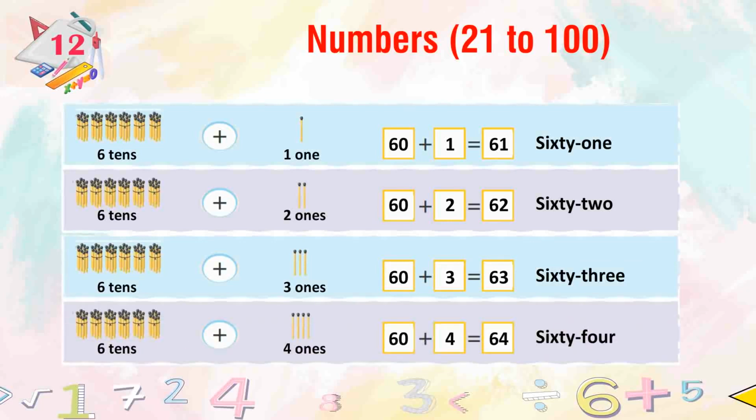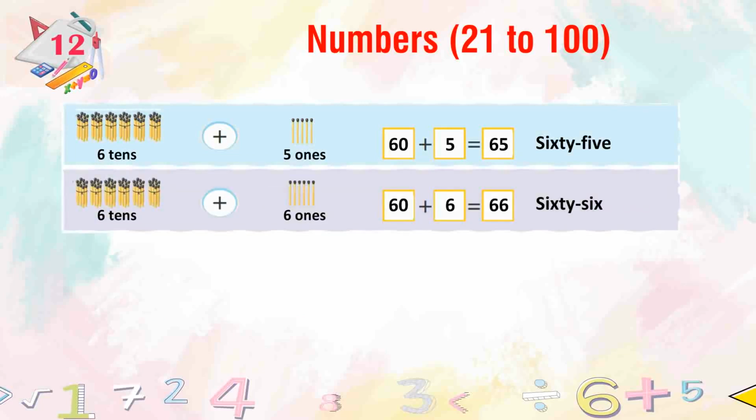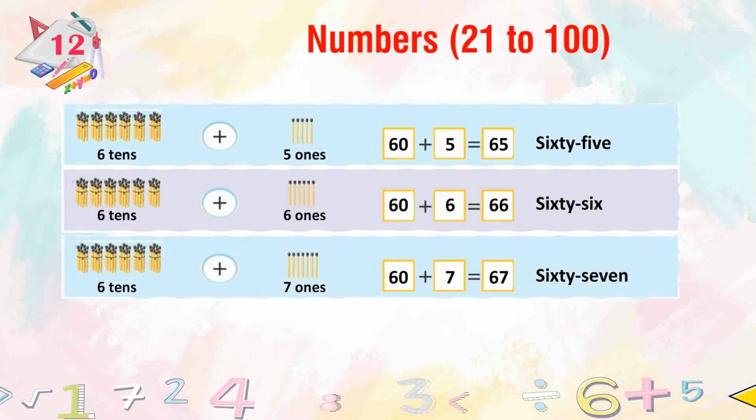6 tens plus 4 ones, 60 plus 4 is equal to 64. 6 tens plus 5 ones, 60 plus 5 is equal to 65. 6 tens plus 6 ones, 60 plus 6 is equal to 66. 6 tens plus 7 ones, 60 plus 7 is equal to 67.